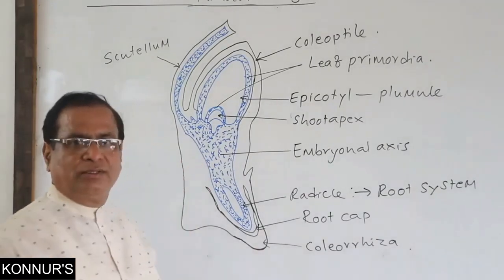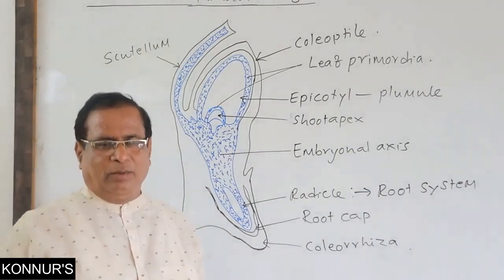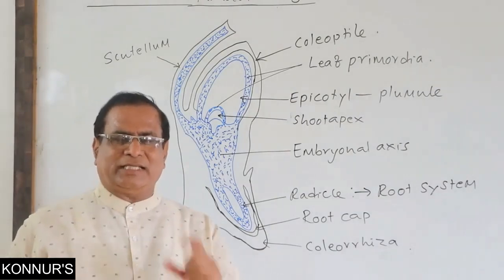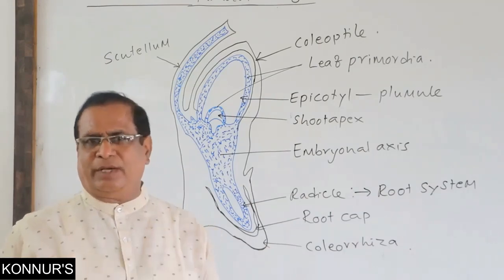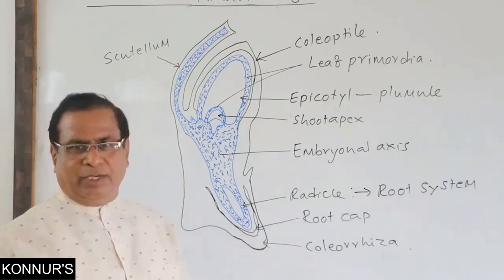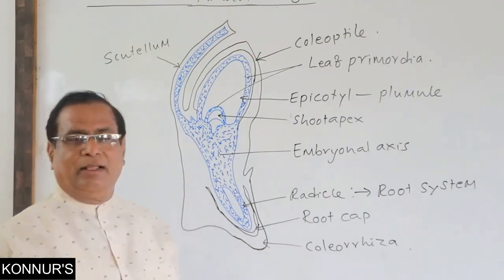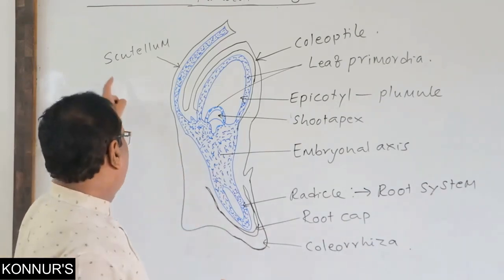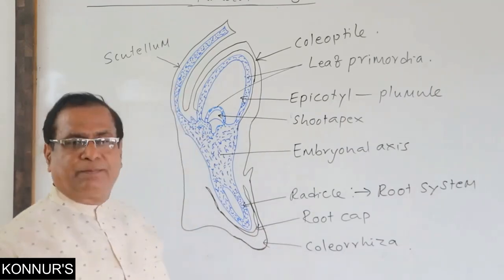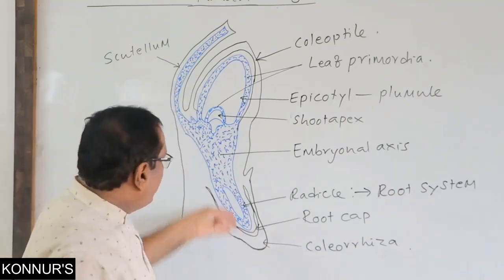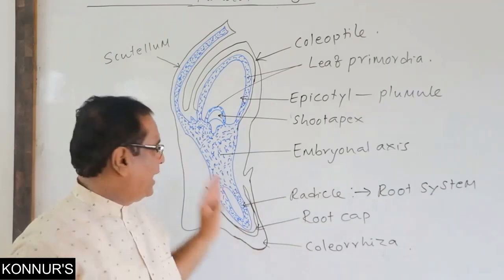This is about the structure of monocot embryo. Monocot embryo, its structure is a little bit complicated as compared to dicot embryo. As it is, monocot embryo is having a single cotyledon. That single cotyledon in the graminae members is said to be scutellum. And this scutellum is present at the lateral side of the embryonal axis.